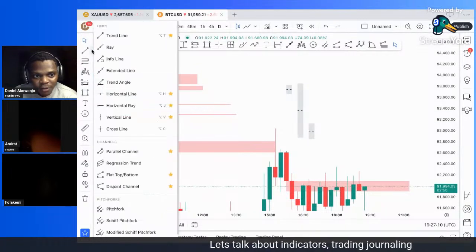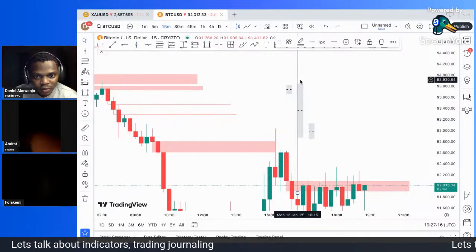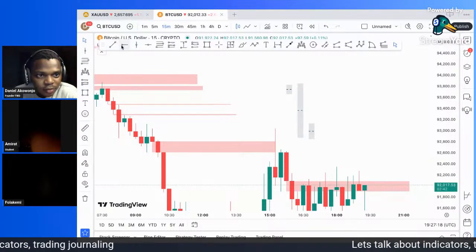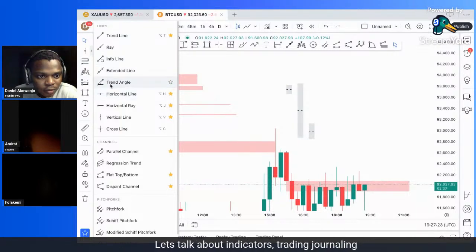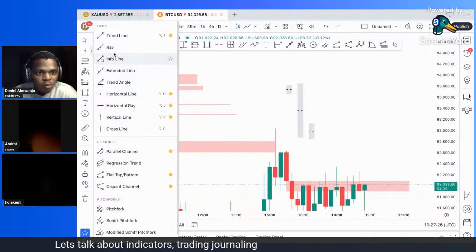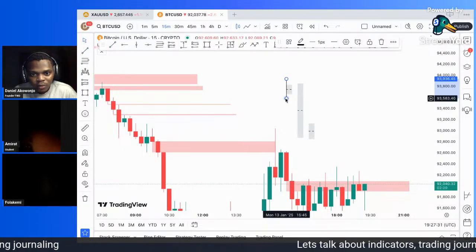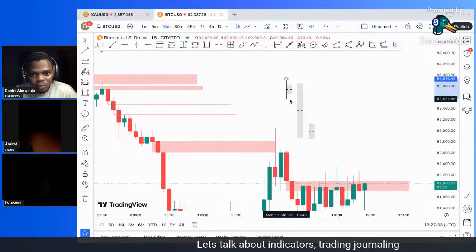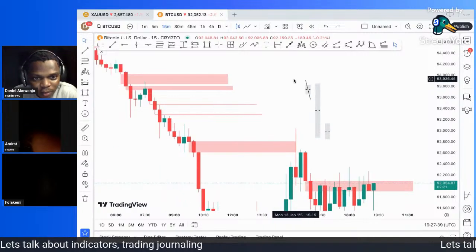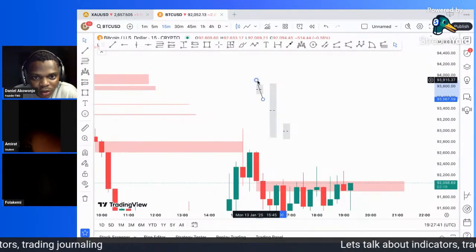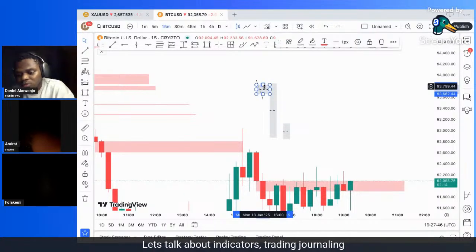Here we now have this particular one. I'm trying to draw a wick now for this particular candlestick. Yeah. Okay. Tell me, guys.